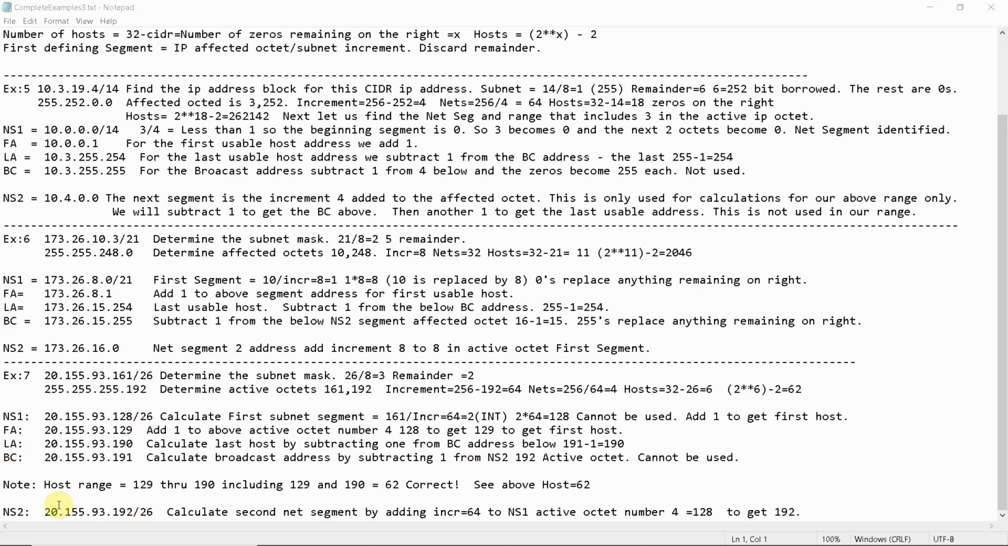If you look at the host range, 129 through 190, including 129 and 190 equals 62. It's correct. You can actually do the math yourself. See above, host equals 62. So this is our answer right there.